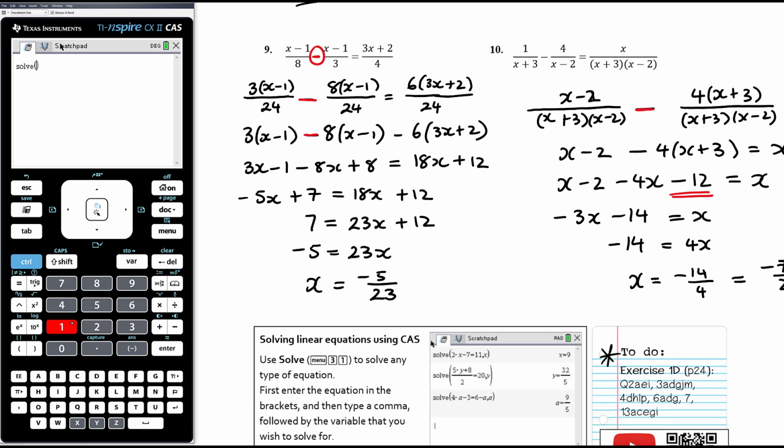I'm going to enter in my equation, so I'm going to use control divide to get a fraction template. X minus 1 over 8. Tab to get out of the fraction. So minus, control divide for another fraction template. X minus 1 over 3. Tab to get out of there or across. Equals another fraction template, control divide, 3x plus 2 over 4.